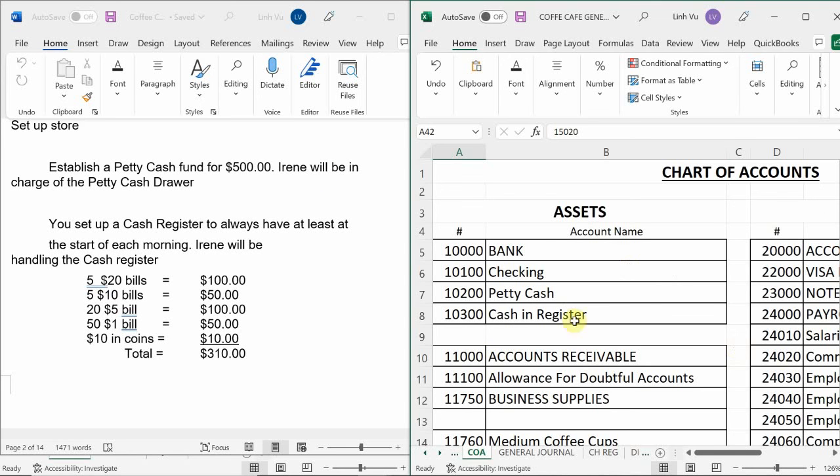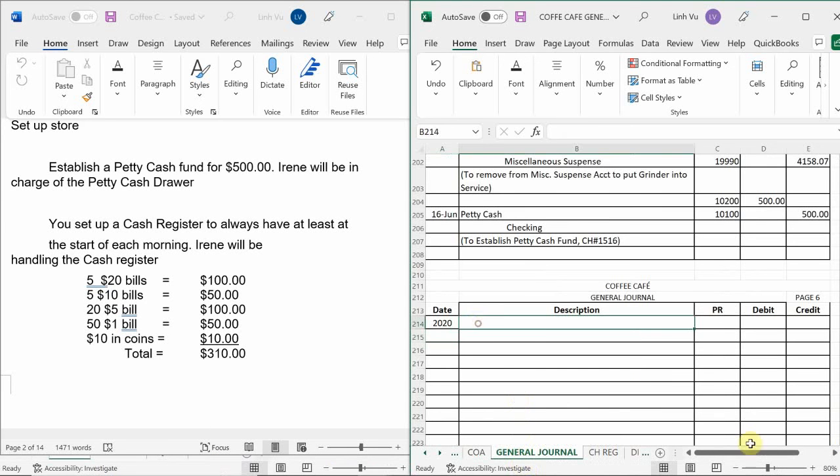Okay, so we do have a cash in register, 10300. And how are you going to put the money into the cash register? From a check to Irene. Yep, we need to cut another check to Irene because she needs to go to the bank and cash it out so we can have the money in the cash register at all times. Okay, so again, we got cash in register, checking.